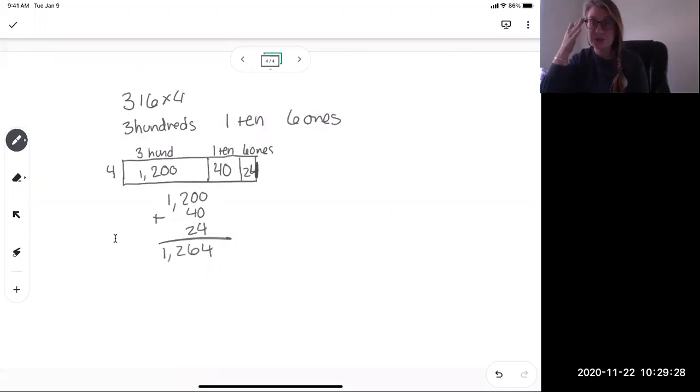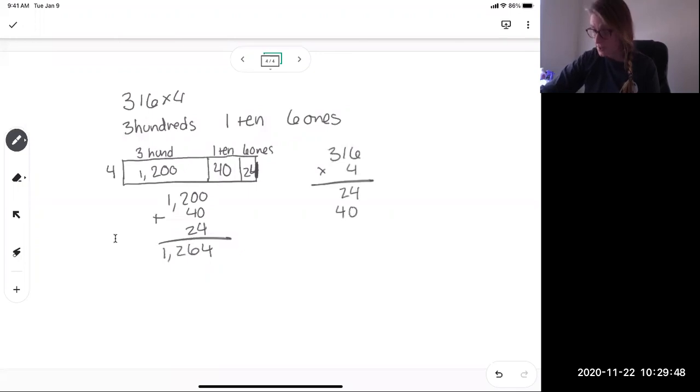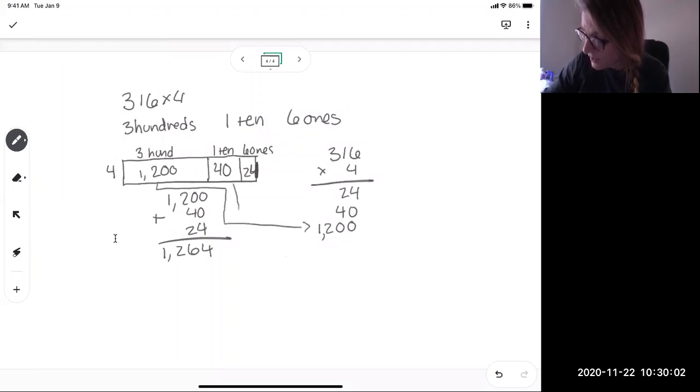Okay, let's do the partial products method to show how these two are related. Well, I'm going to start with 4 times 6 ones, which is 24. 4 times 1 ten, which is 40, and 4 times 3 hundreds, which is 1,200. Okay, do you see how my numbers came directly from this area model? We have the same pieces to add together to find our answer.